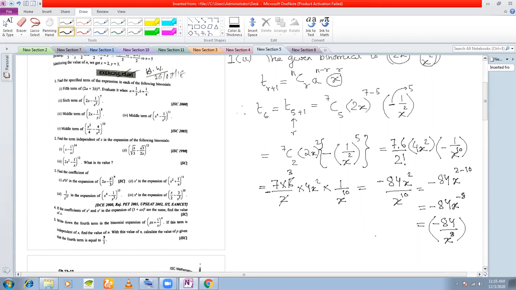Okay, so without even expansion, we can find out any term we want with the help of this formula. You want to find out a seventh term, you can find out a seventh term. If you want to find out the 20th term, you can find out the 20th term, provided the power is more than 19. Okay, provided the power is 19 or more. So this is how we find out this.